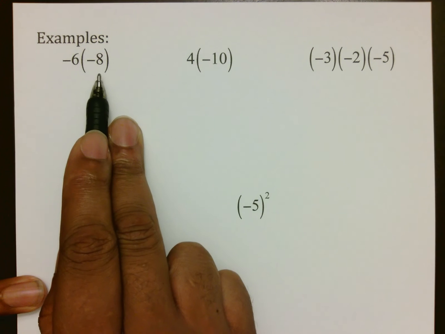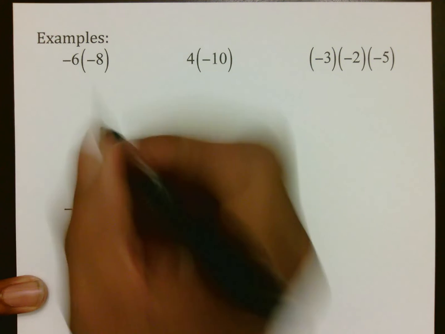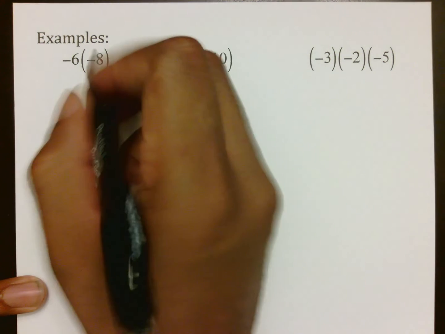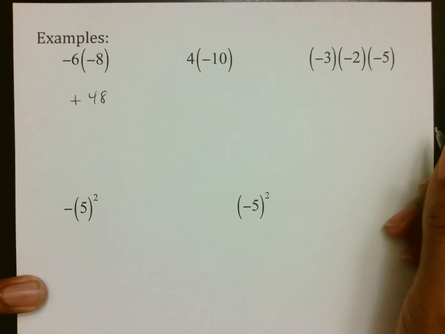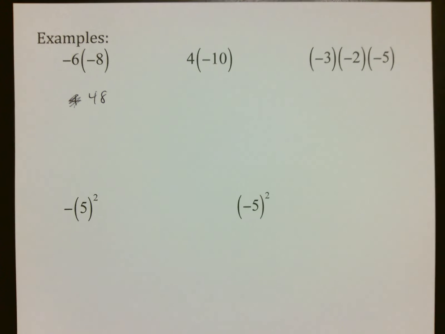-6 times -8. The first thing I'm going to do is look and say I have 2 negative signs, which makes it a positive answer, and then 6 times 8 is 48. That's all. Of course, we don't need to put the plus in front of it, but that's just there to show you that we are actually considering the sign.